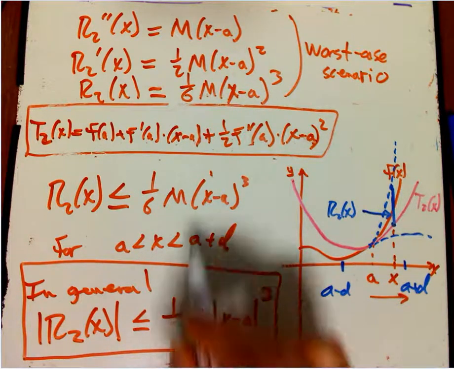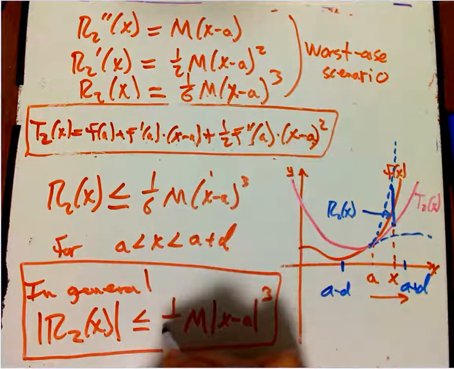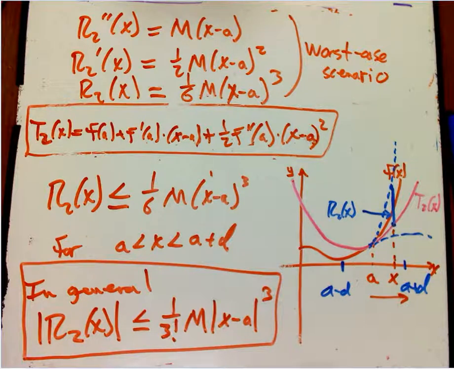which I'm going to give a big hint. That really came to us as a 1 times 2 times 3. That's called 3 factorial. That's a big hint as to what might come next. And then times the absolute value of x minus a cubed. Notice, as usual, when x equals a, this is 0 because R2 is exact at a. And it grows as x minus a increases.